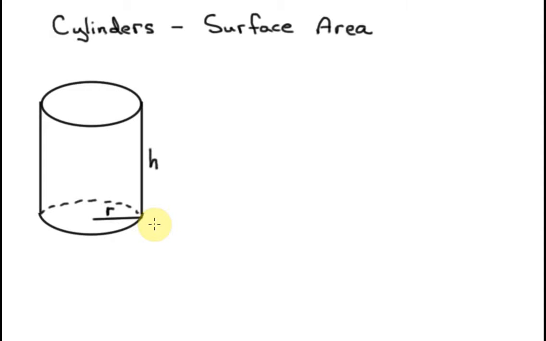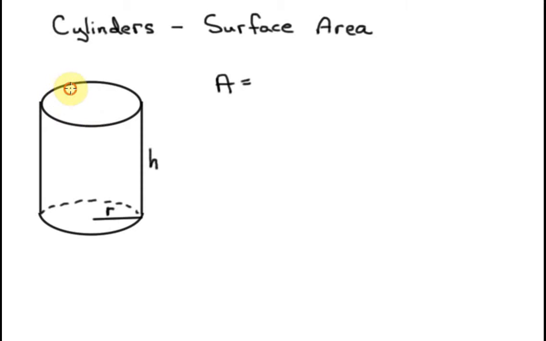We're going to be looking at the surface area of cylinders, or tin cans, if you like to think of them that way. I've drawn one here, and the important dimensions that define any cylinder are the height and the radius. And the formula for surface area is as follows.